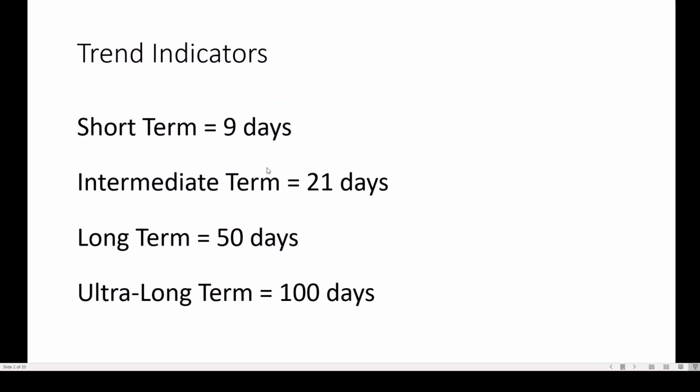The trend indicators we're going to look at are the short term, which is over 9 days, and this is very volatile. But what we're looking to see is the short-term trends switch into intermediate term trends, which is a 21-day signal. When you start to see the intermediate terms move, that's giving you a strong indicator that the long-term trend over the 50-day is going to move next, and the ultra long-term at 100 days.